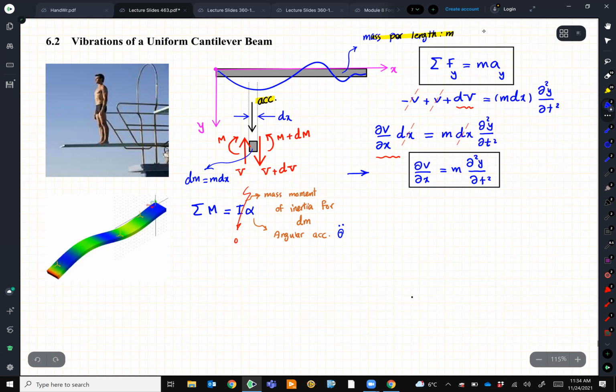So let's take the moments about maybe the left side or right side. I'll go with the right side. Let's call that point of the cross section, maybe point O. So the sum of the moments about point O is equal to 0. And let's select the positive direction. It doesn't matter which direction is positive. So I will end up with M, and then I have V multiplied by the distance, which is dx.